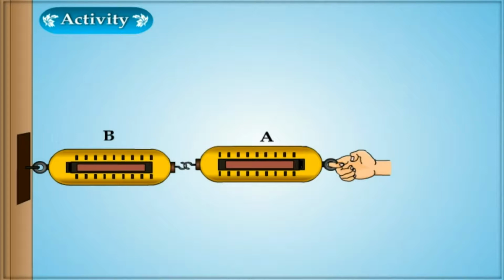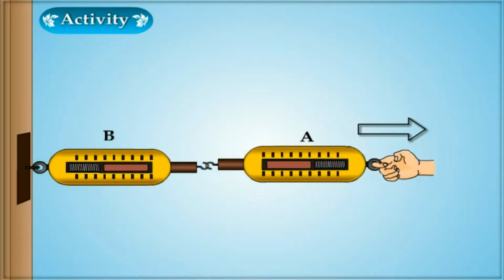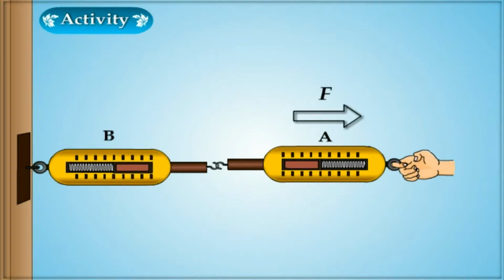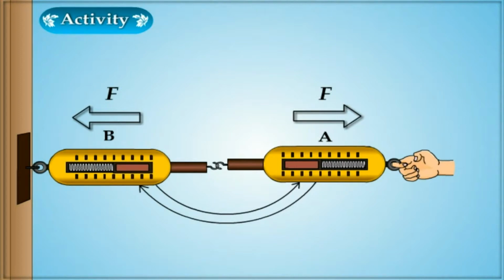Take two spring balances, A and B. Attach the fixed end of balance B with a rigid support, like a wall. Now apply some force by pulling through the free end of spring balance A. You can observe that both the spring balances show the same readings on their scales. It indicates that the force exerted by spring balance A on balance B is equal, but opposite in direction to the force exerted by spring balance B on balance A.